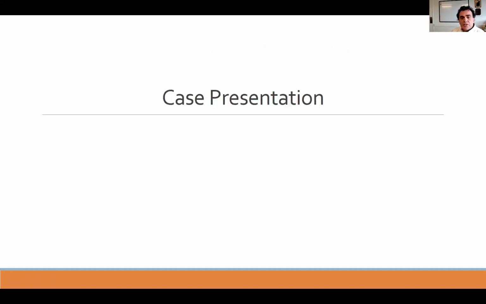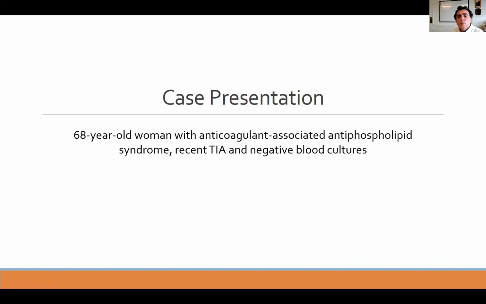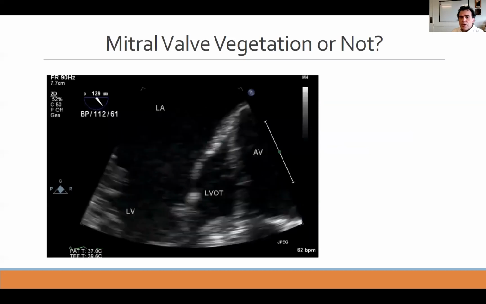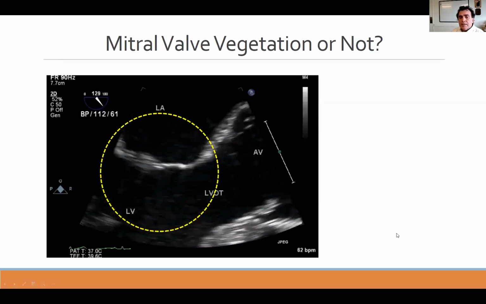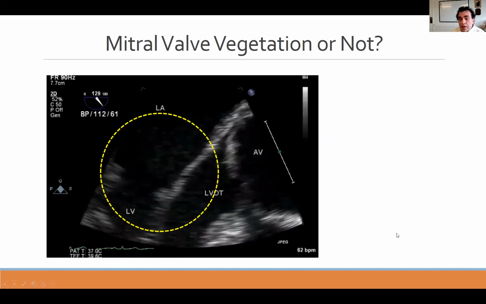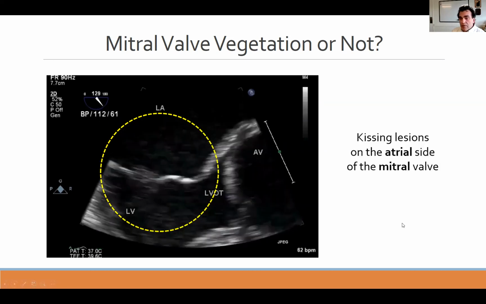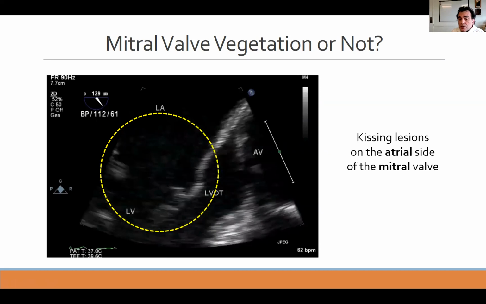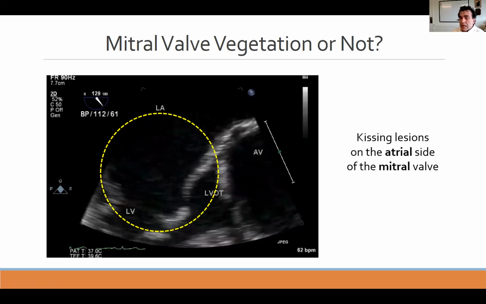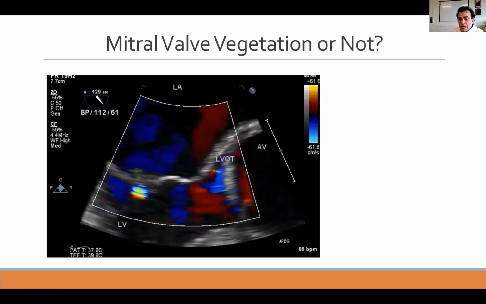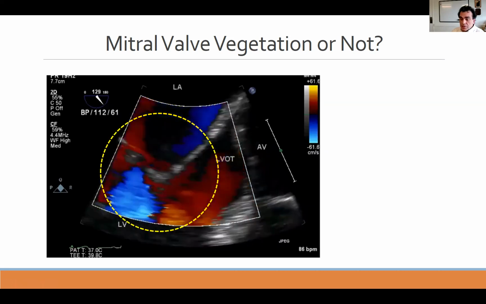Test your knowledge. Is this a mitral vegetation? A 68-year-old woman with anticoagulant-associated antiphospholipid syndrome, recent transient ischemic attack, and negative blood cultures. This is a transesophageal echocardiogram, and we are paying attention to the echo densities associated with the atrial side of the mitral valve. They appear as two lesions, what we call kissing lesions, on the atrial side of the mitral valve. We put the color on, and there is some degree of mitral regurgitation at the level of those kissing lesions.